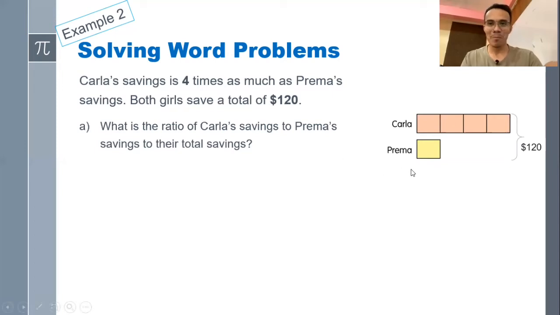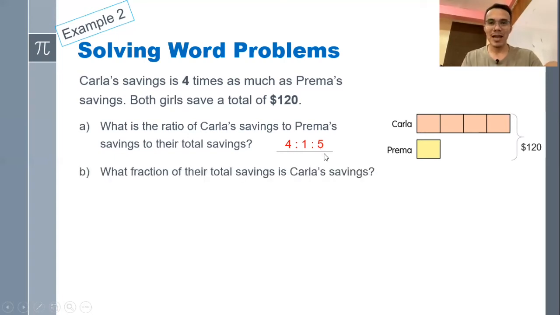Let's have the model again. Carla has 4 units. Prema has 1 unit. Altogether, they have a total of 5 units. Therefore, the ratio is 4 to 1 to 5. This is already in simplest form.